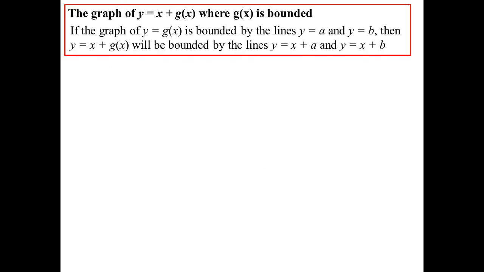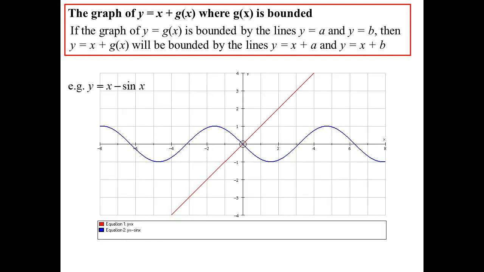Now, the graph of y equals x plus gx, where gx has a bound. So the example I've used here is sine x. I know sine x always travels between -1 and 1, so it's got boundaries that it exists in. That means when I, well, subtract in this case, it's going to be bounded by x plus 1 and x minus 1. So the boundaries of the sine curve. But anyway, let's have a look at this one.